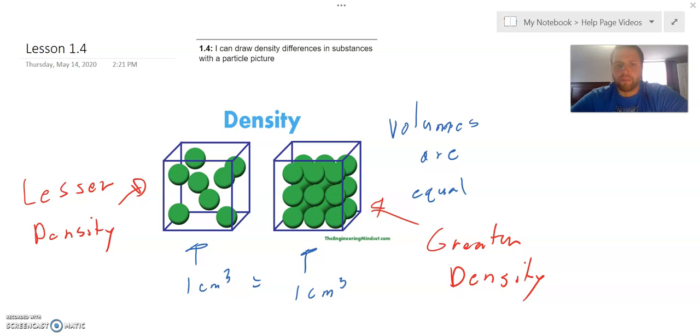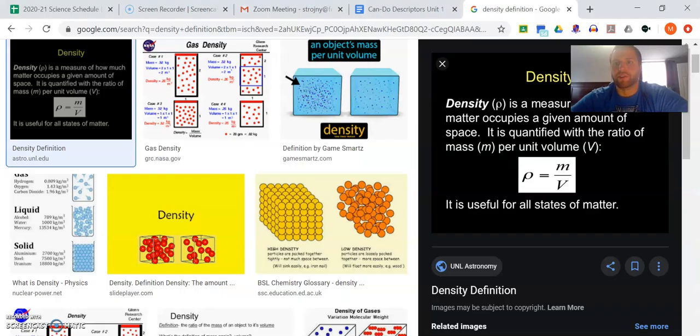If we now turn to the web browser, we can read a more formal definition of density. So density is a measure of how much matter occupies a given amount of space. It is quantified with the ratio of mass per unit volume, and we'll be learning about this equation in a future video, okay? It is useful for all states of matter. At this point in time, it'd be good to pause the video to reread descriptor 1.4 on your own and to gauge your own understanding of what we've just talked about. If you feel like your understanding is very good, there's an additional piece of information I would like to add at this time.